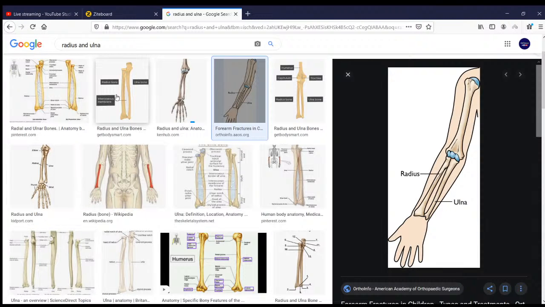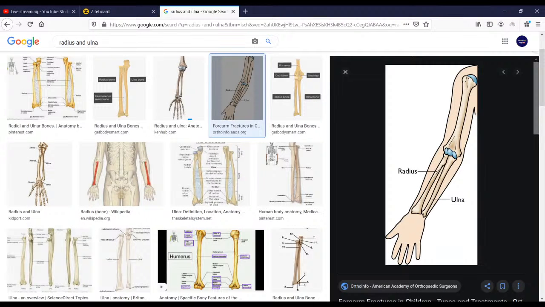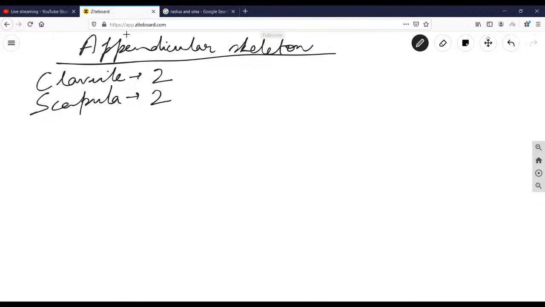Okay, so you have something known as clavicle, two, scapula, two. Then I can write the upper limbs. Upper limbs with humerus, two humeruses. Okay, humerus, two. Okay, upper limb you can write here. Upper limb, two humerus, then 2 radius, 2 ulna.